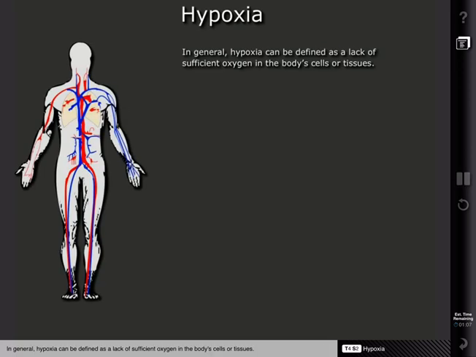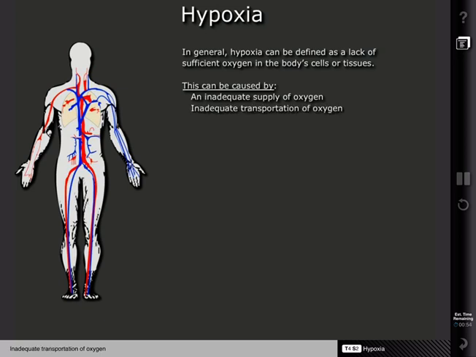In general, hypoxia can be defined as a lack of sufficient oxygen in the body's cells or tissues. This can be caused by an inadequate supply of oxygen, inadequate transportation of oxygen, or the inability of the body to use oxygen.